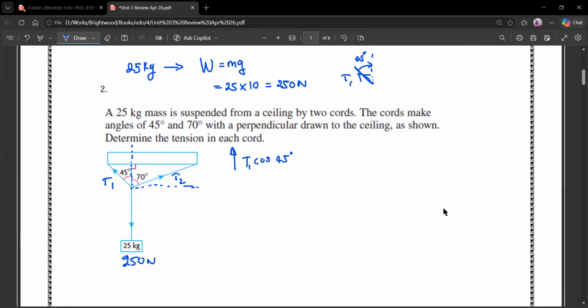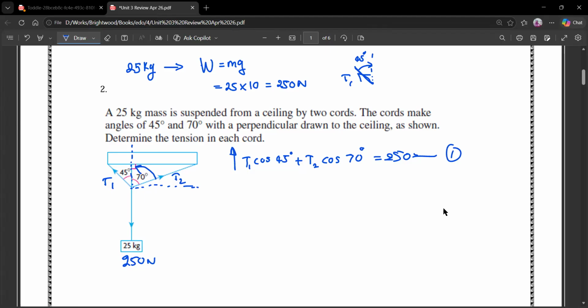What is that? T1 cos 45. If you wanted to go through this angle, it's cos, so it's T2 cos 70. On the other side, the upper value should equal the down value, which is 250 Newton. According to that, you can find the value.